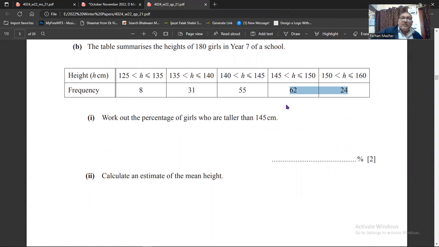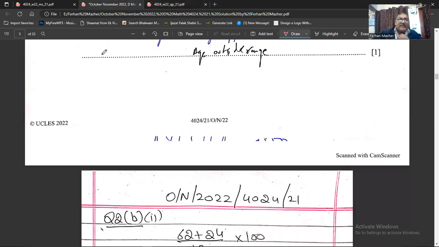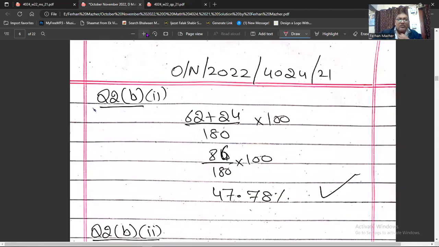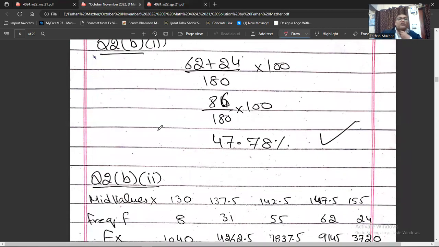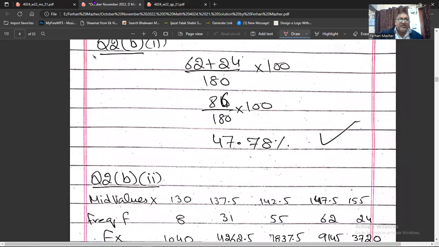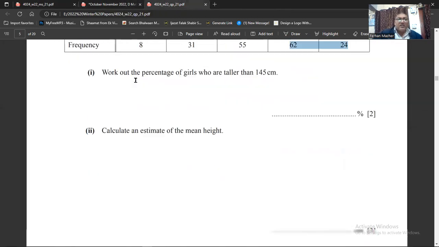So add them up. It will be 86, and the total girls are 180. So 86 divided by 180, multiply it with the 100. So the percentage will be 62 plus 24 divided by 180 multiply 100. So it will be 86 divided by 180 multiply 100. So that will be 47.78%, 47.8%. That's the solution.